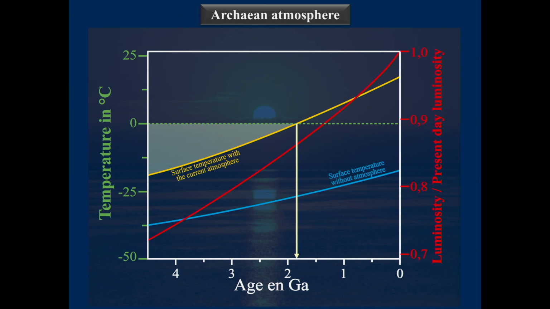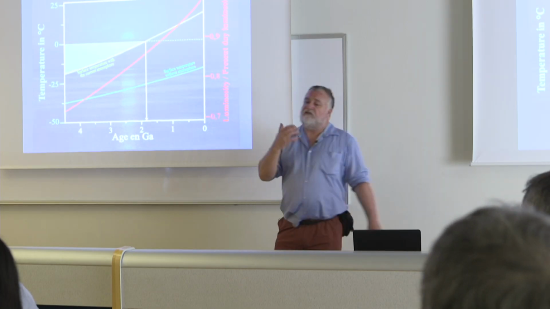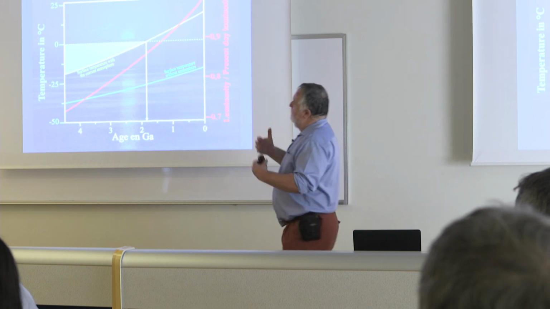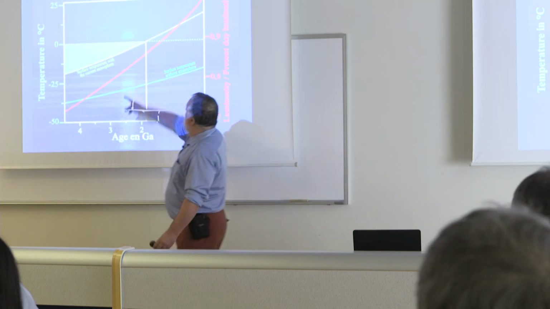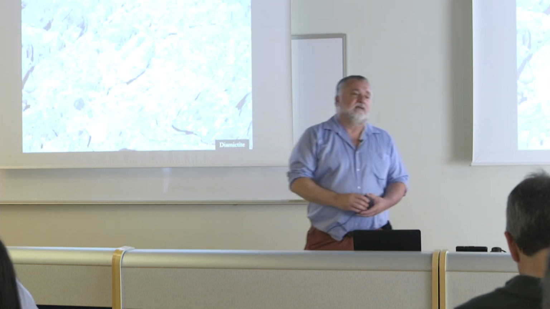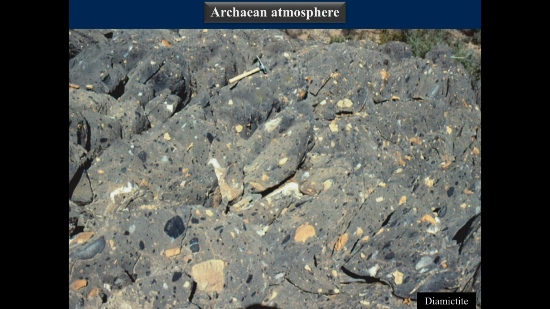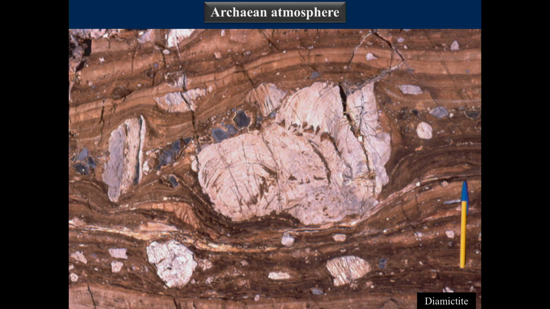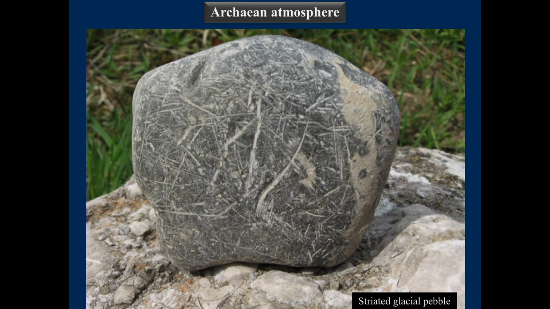So theoretically, what we can say is that as the luminosity of the sun, as the energy that the Earth received from the sun was less than today, we should have had a frozen Earth before 2.2 billion years. The problem is that we have no evidence at all for that. We have no diamictite, just like this one, which is produced by glacial activity. We have another diamictite here. We have no striated pebbles that we have in glaciers today. So there is no evidence for general cooling and freezing of the Earth before 2.2.